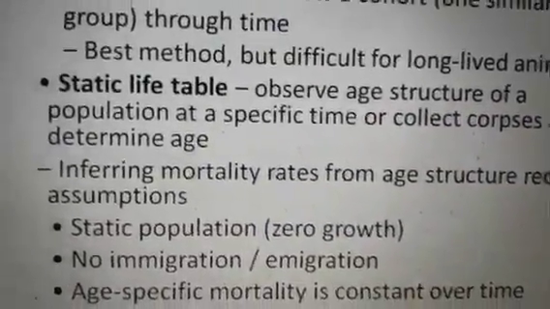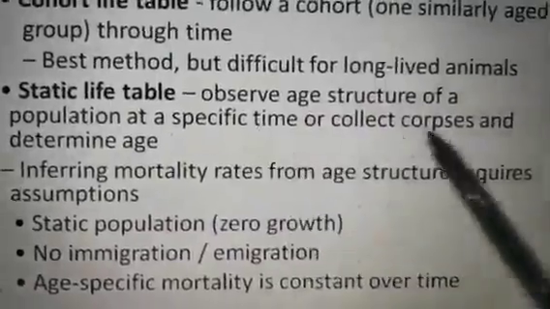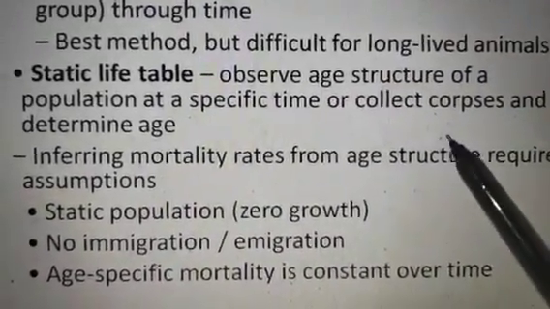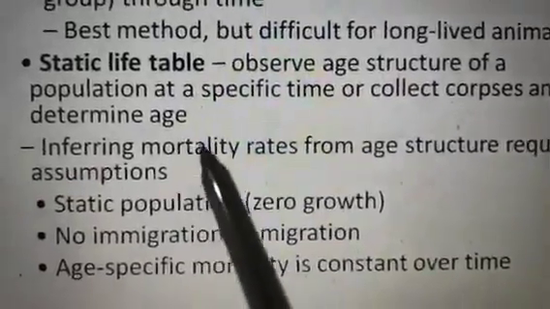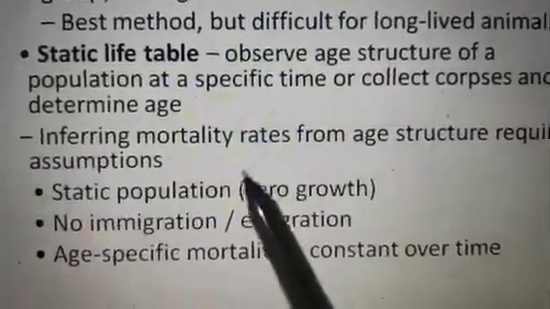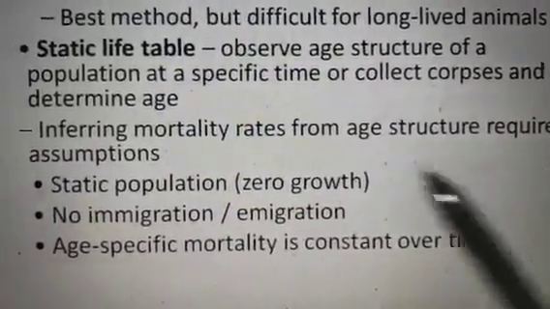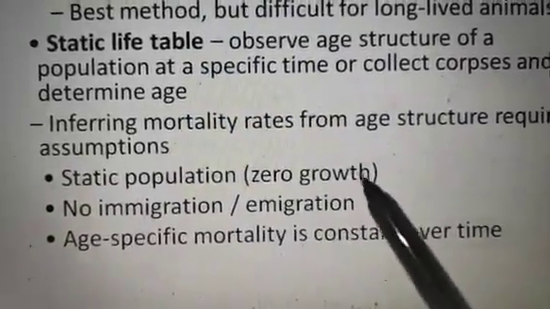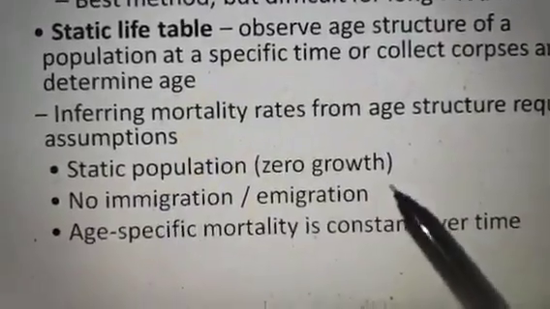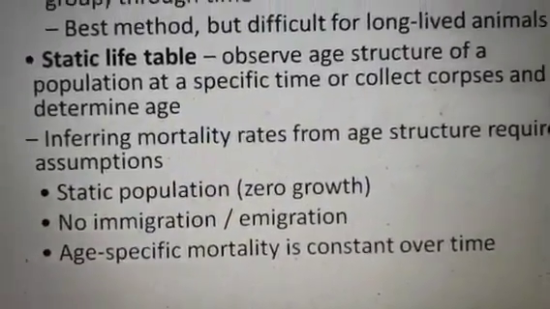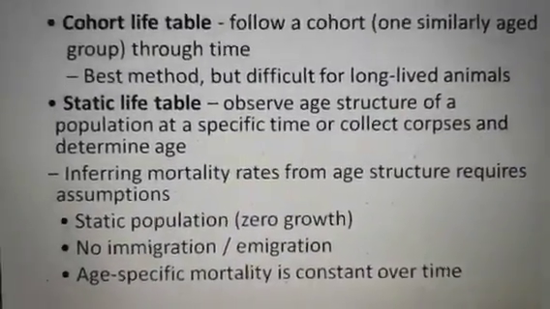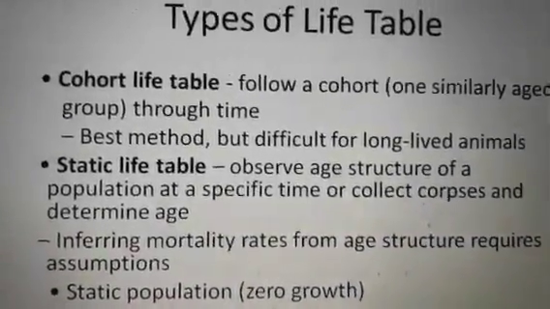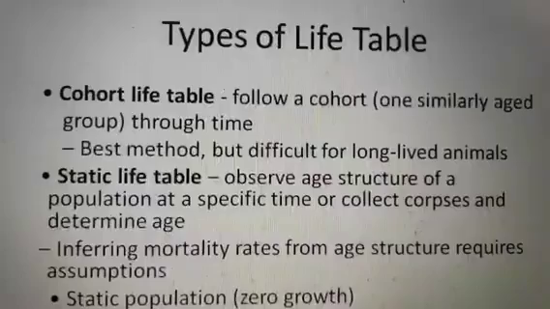And second is the static life table, which is the observed age structure of a population at a specific time, or collected corpuses and determined age. Inferring mortality rates from age structure requires assumptions. That is, a static population, zero growth, no immigration or emigration, and age-specific mortality that is constant over time. So we can use any one of these types while preparing a life table.